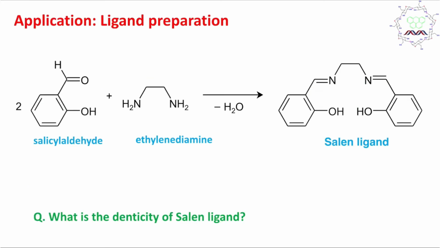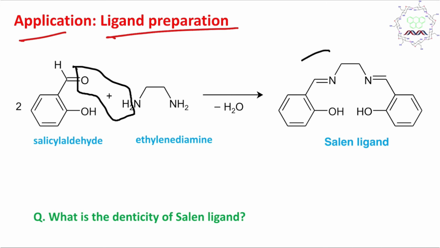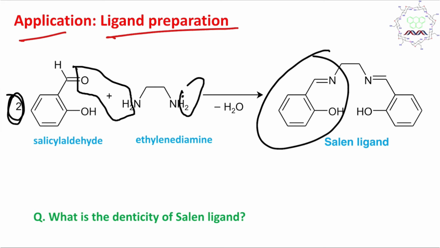Now let's come to the application of this Schiff base. First one is ligand preparation. See, just a trick, remember what I told, oxygen to hydrogen. So one side is imine. Now why 2? Because there are 2 amines, so another same, so that's why 2 is written. So a similar reaction will happen, and ultimately it will produce this salen ligand.